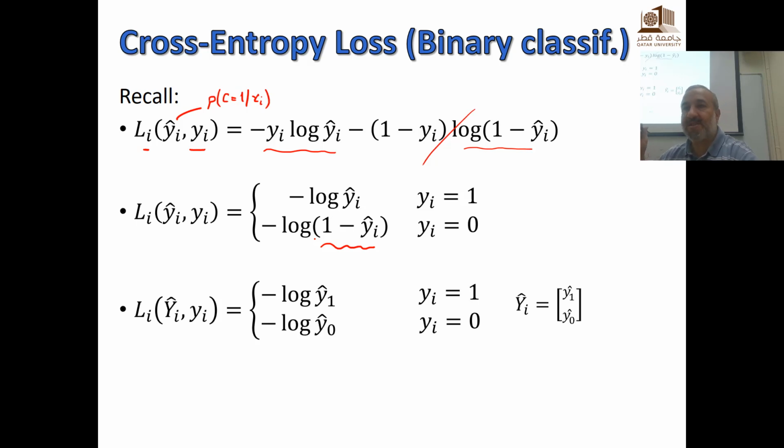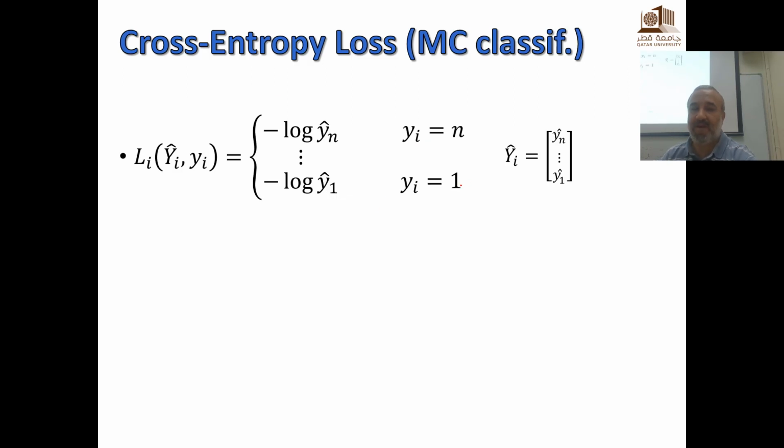Fine. Now this is for binary classification. We have two classes only. Can we generalize that to multiple classes? We'll take this last representation and we repeat that for every class. So we'll have something like this. Instead of having just two classes, we have n classes here.